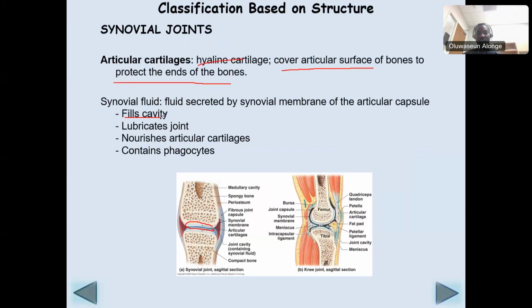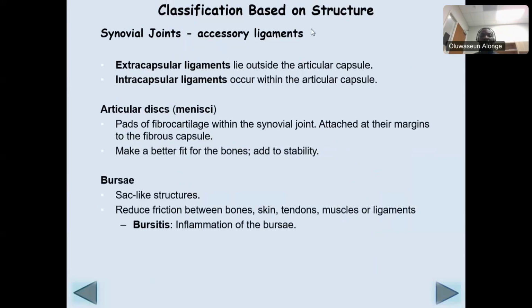Now, the synovial fluid that is secreted by the synovial membrane helps to fill the cavity. Like I told you, some people will need it replaced if it has been impacted by trauma. It also lubricates the joint, it nourishes the articular cartilage, and it also helps with immune function, able to break down the bacteria or any foreign substance that enters into the joint. Okay, so we have a joint.